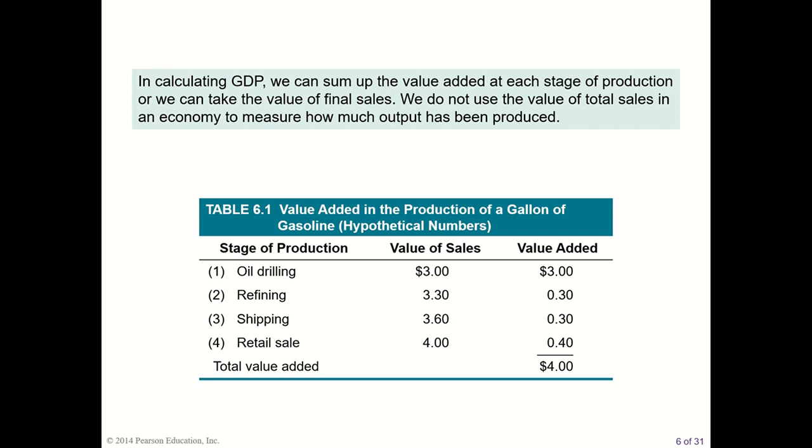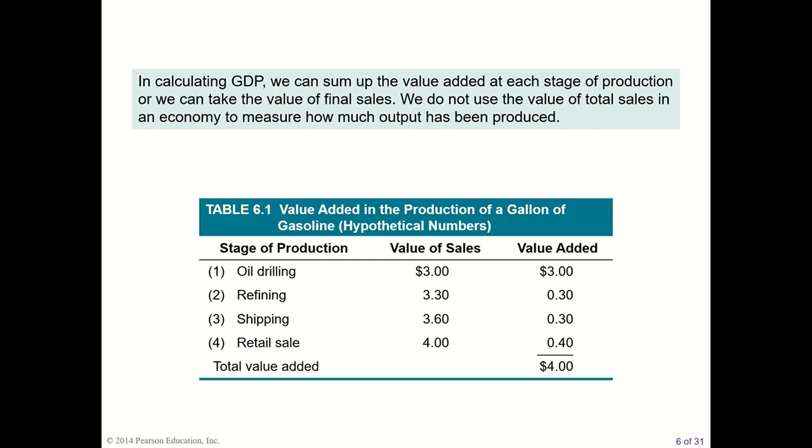The shipping company that buys this oil from the refining company takes that oil and sells it to the retailers from which you and I are going to buy that gasoline. The shipping company sells that refined oil for $3.60. Now, out of this $3.60, $3.30 was contributed by the previous two producers in this supply chain. So therefore, our shipping company only adds $3.60 minus $3.30 worth of new product in the economy. Do we all see that?